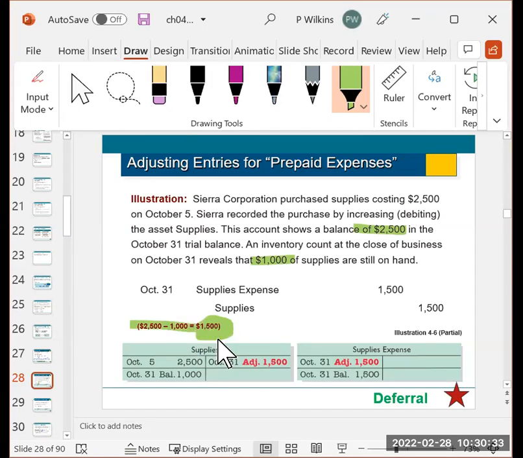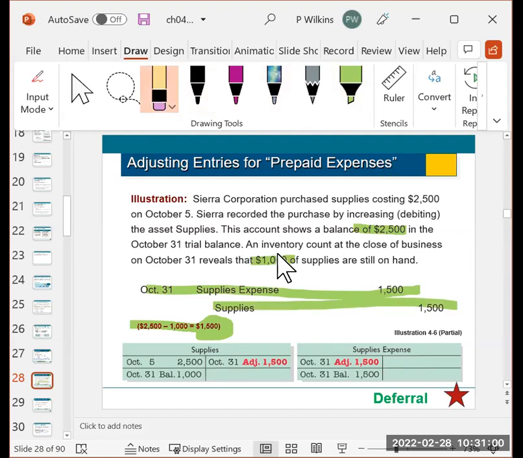That gives us what we use, which is $1,500. So now that $1,500 is no longer an asset sitting on the shelf. We've used it up, so now it's become an expense. So the entry for the supplies is going to be debit supplies expense for the amount that you used, and credit the asset supplies for the same amount.